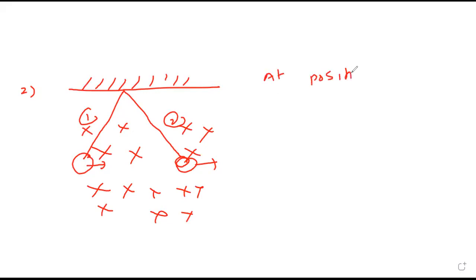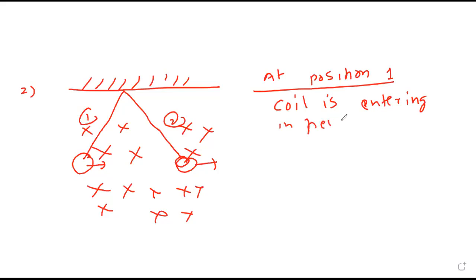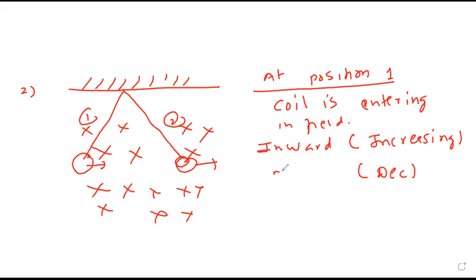At position 1, the coil is entering the field. That means the field is inward, but it will be increasing because the coil is entering. By Lenz's law, it should be decreased. Inward is decreased by outward. So the current at position 1 is anti-clockwise.